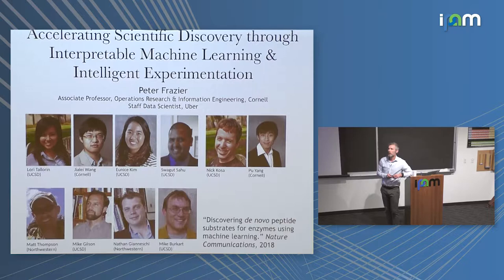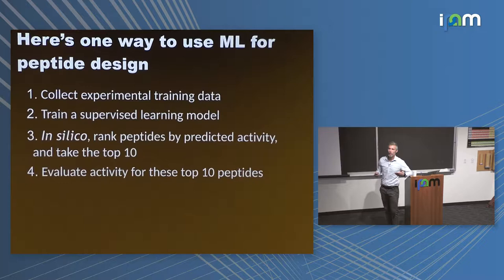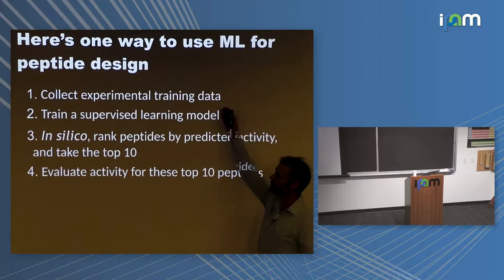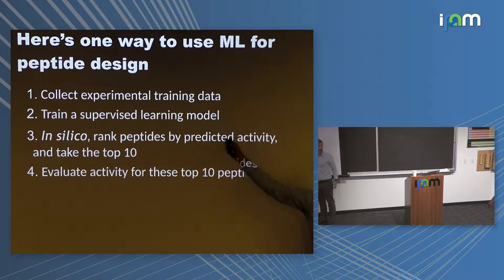So when I talk to experimentalists about the fact that I do machine learning and I'm interested in science, they think that I'm going to ask them for some experimental training data for some biological properties measured in peptides. Then I'm going to train some black box supervised learning model. Okay, so here's what they think I'm going to do.